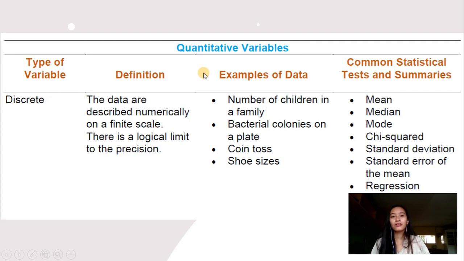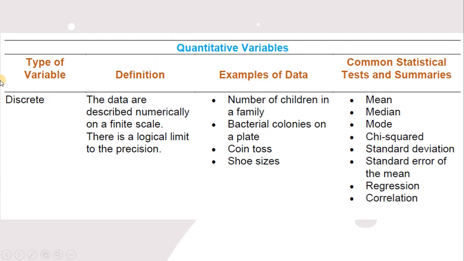Okay, so more closely, let's have this table. For quantitative variables, we have two types, the discrete and the continuous. When we say discrete, let us read: the data are described numerically on a finite scale, and there is a logical limit to the precision. Finite scale, you can count 1, 2, 3, and 4. For example, number of children in the family, bacterial colonies on a plate, coin toss, shoe sizes. Number of children, you can have 1, 2, 3, 4, 5, no 0.5.